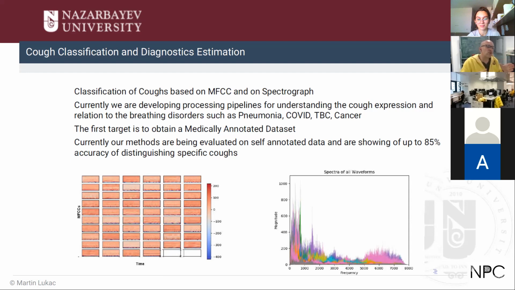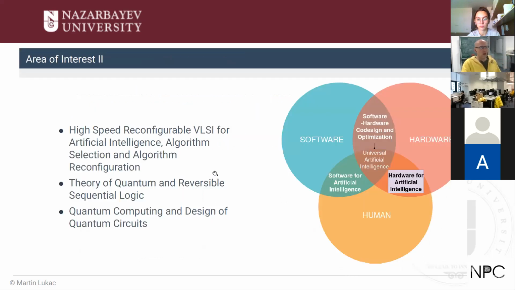Now, we also want to say we're not going to replace the doctor, but we want to essentially just provide an app that says, oh, it is time you should go see a doctor because it seems to be something serious. If we can have an app that does this, I think that will be a great success. Okay, now the second area of interest.